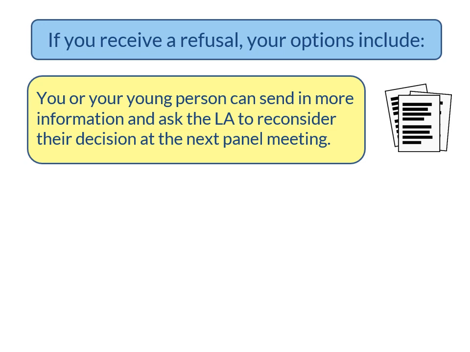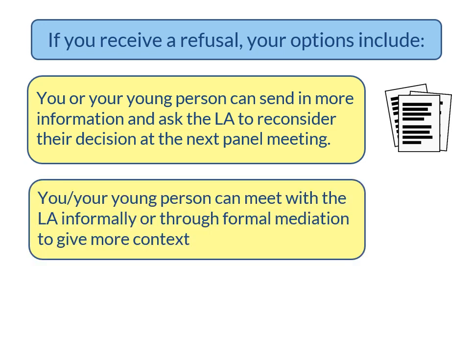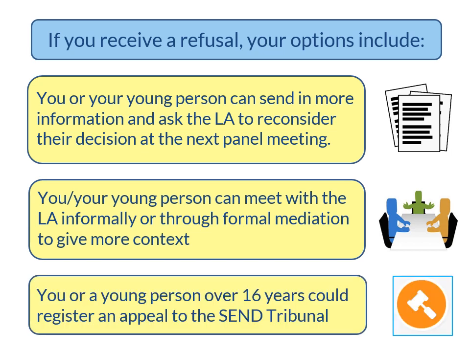Firstly, you or your young person can send in more information and ask the local authority to reconsider their decision at their next EHC needs assessment panel meeting. Or you or your young person could meet with the local authority informally at a meeting with a member of the Family Services team or through formal mediation to give more context, explain things in a bit more detail, and to help you understand more about the local authority decision. Or you or your young person could register an appeal with the SEND Tribunal.